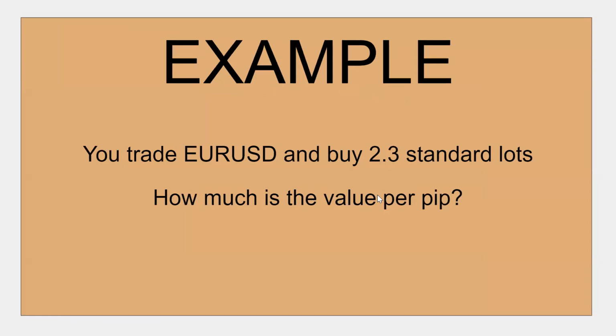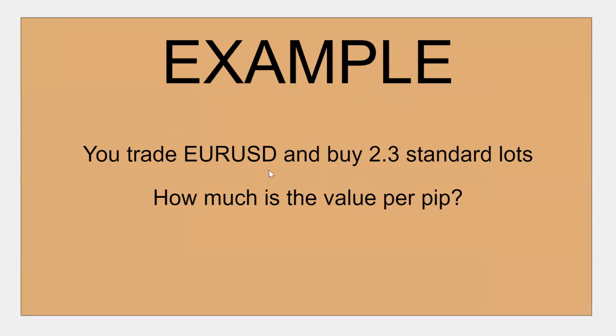I said that if you trade Euro USD and you buy 2.3 standard lots, how much is the value per pip? I'm going to give you 5 seconds to do the maths. You trade Euro USD and you buy 2.3 standard lots. How much is the value per pip with that 2.3 standard lots you are using? So I'll give you 5 seconds. 1, 2, 3, 4, 5. Got that? So let's do the maths together.